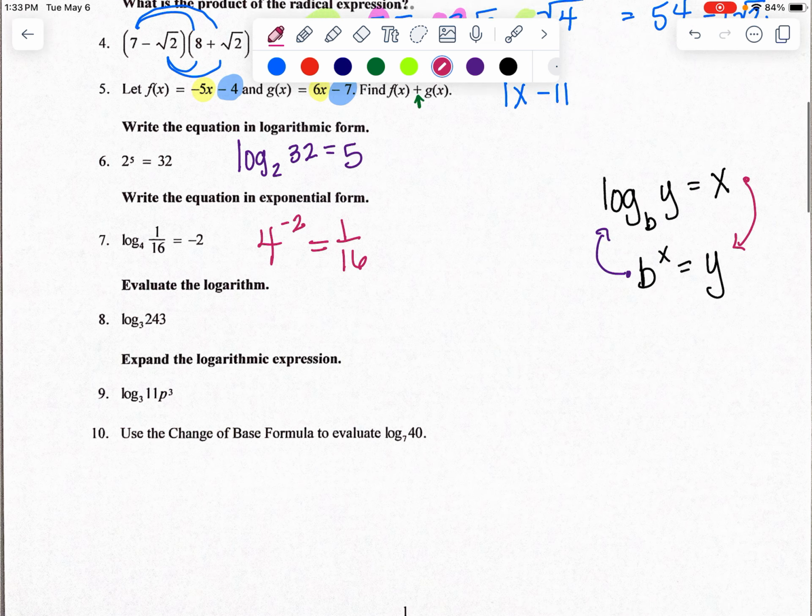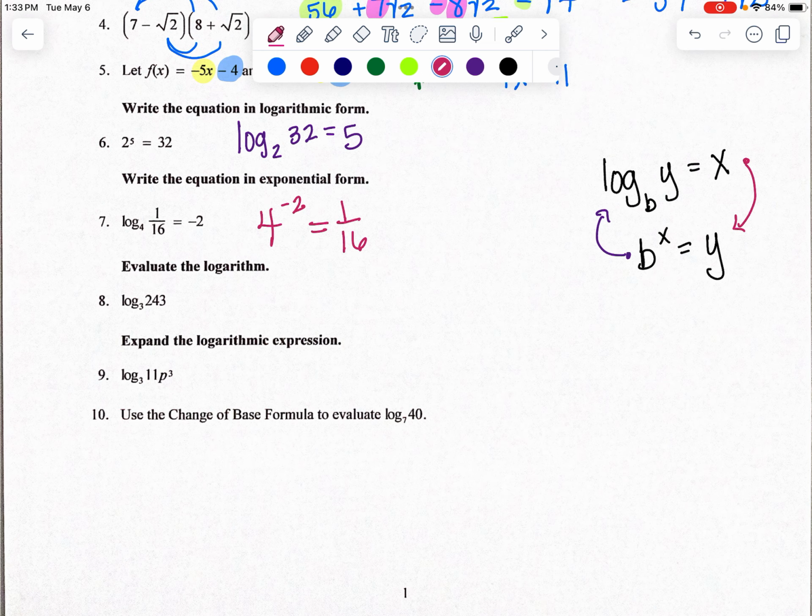Number 8. So on number 8, what I would do is this. That's going to equal something, right? We don't know what that equals; that's what it's asking me to do. So what I can do is rewrite it as an exponent like I did on number 7: 3 to what power is 243? Well, I know it's going to work out nice, but I don't know exactly what.